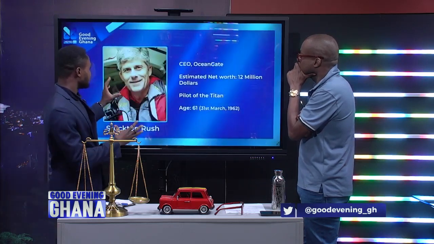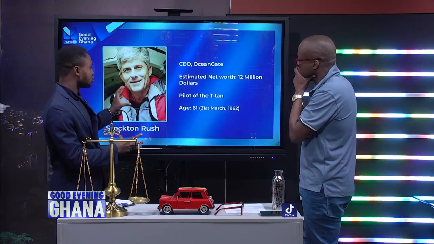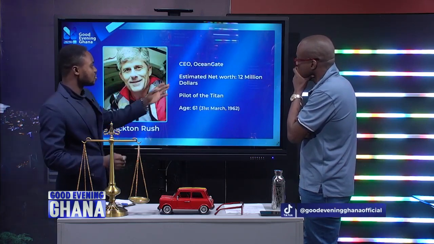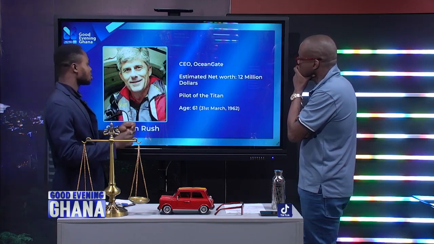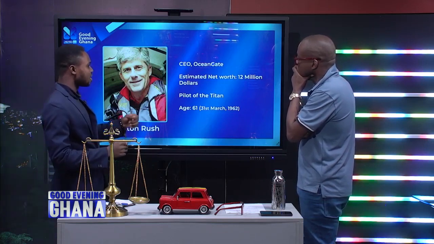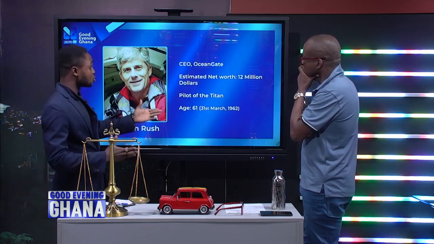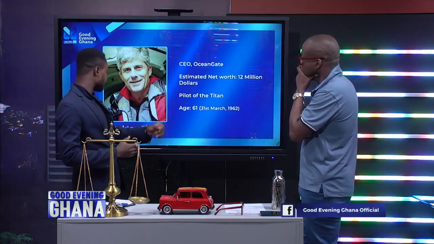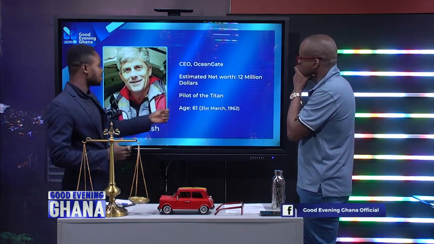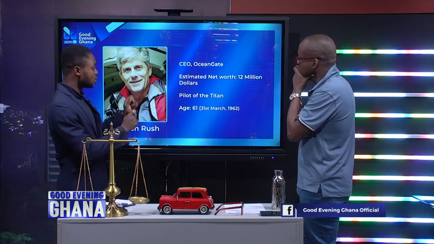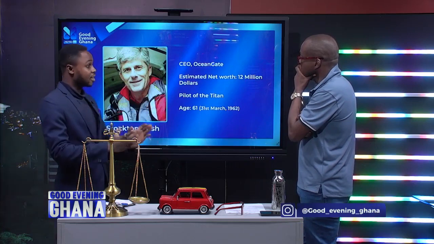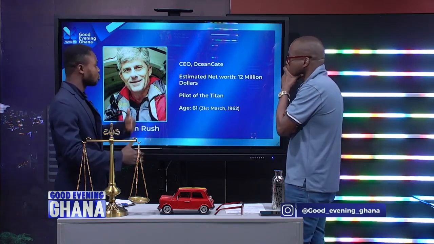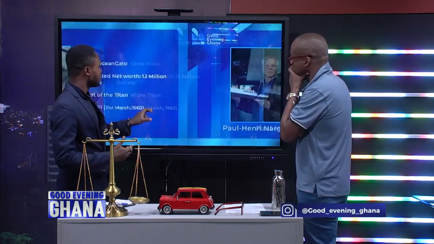So this is Stockton Rush, the CEO of Oceangate. He was estimated to be worth $12 million. Now, these people weren't really high profile, so some of the sources talking about their net worth are not confirmed, but it's rumored he was worth $12 million. He was the pilot of the Titan, and he was age 61. Again, we have to be sure to cross-check the ages because some of them are not so famous that they have certified Wikipedia pages, but the people doing the reports on them are saying that he was 61.